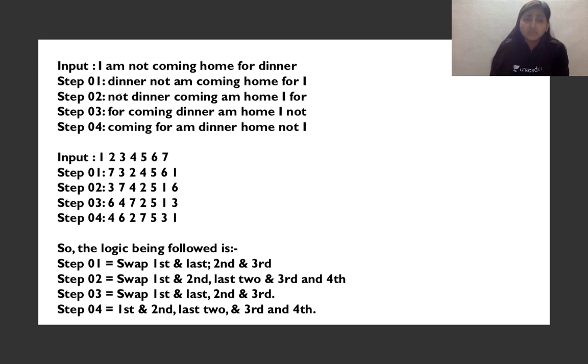So what happened in the next step? Swap first, second, third, fourth, and last two. Okay, swap first, second, last two, and third, fourth. And then again in step 3, if you check, so not has gone to the last and for came to the first, which means first and last have been swapped again.